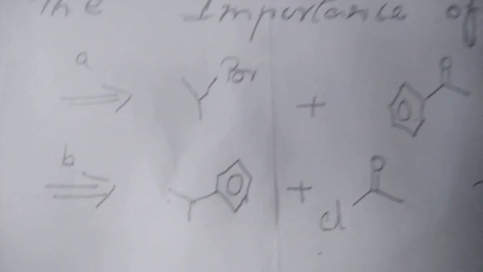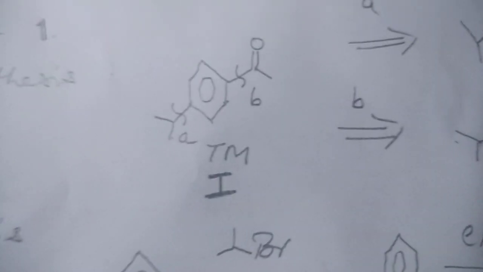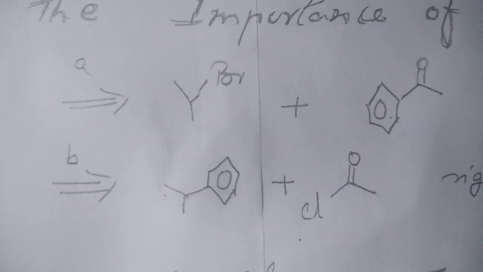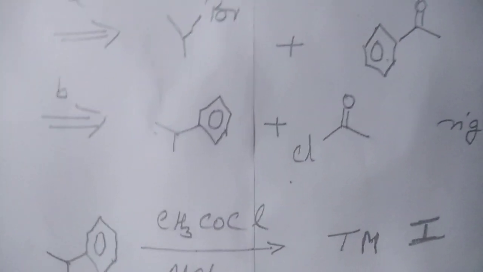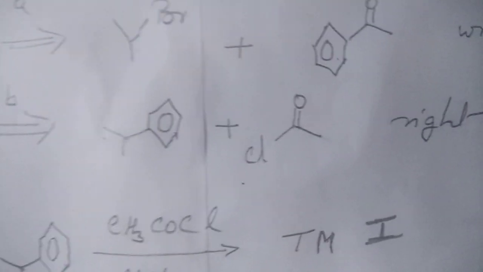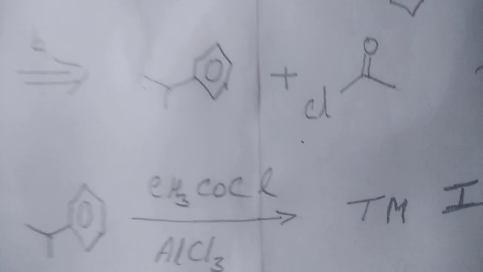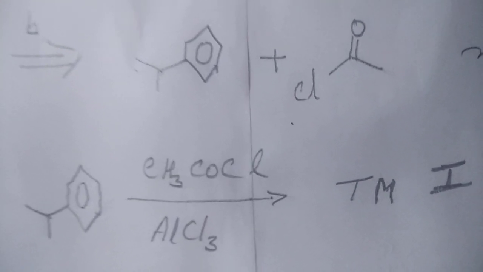Now coming to pathway B. If we use pathway B, what will happen? Using pathway B, we will get these two synthetic equivalents, and as can be seen, this is the right orientation. Why? Because we know this alkyl benzene is ortho-para directing. So we will get our target molecule, the desired molecule.